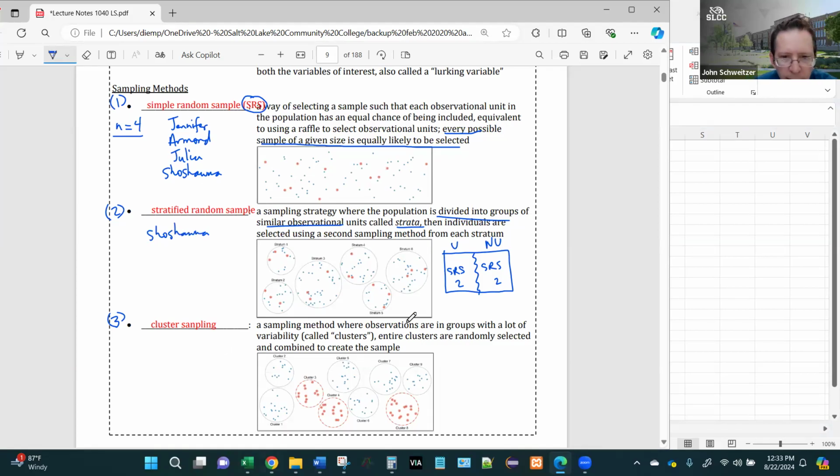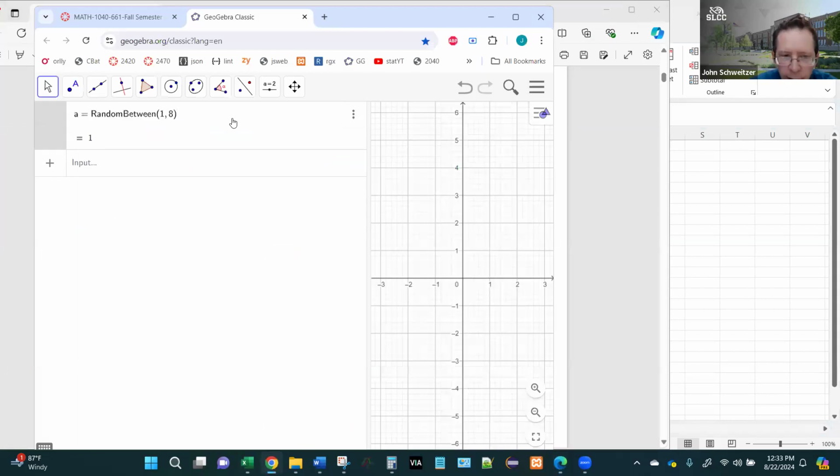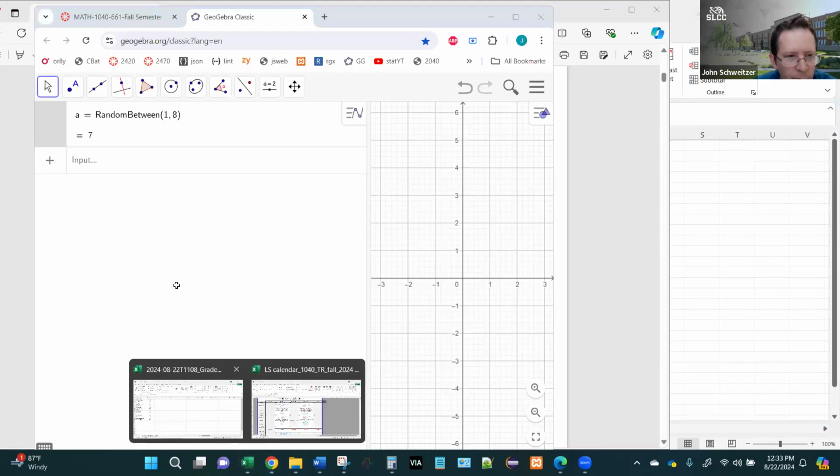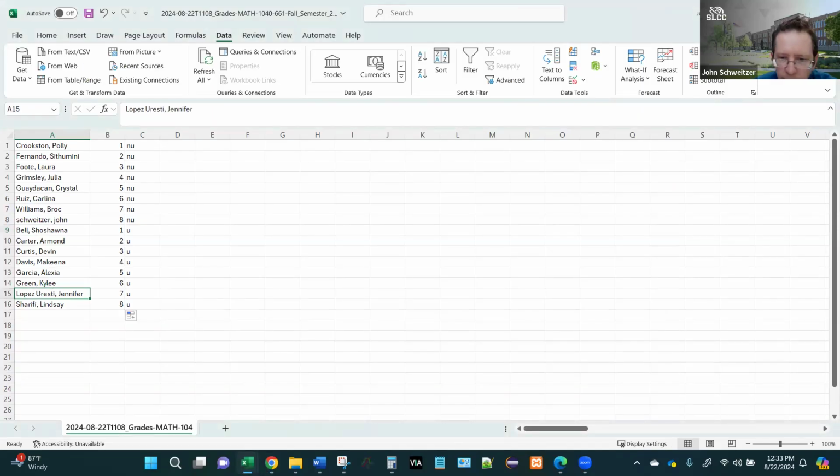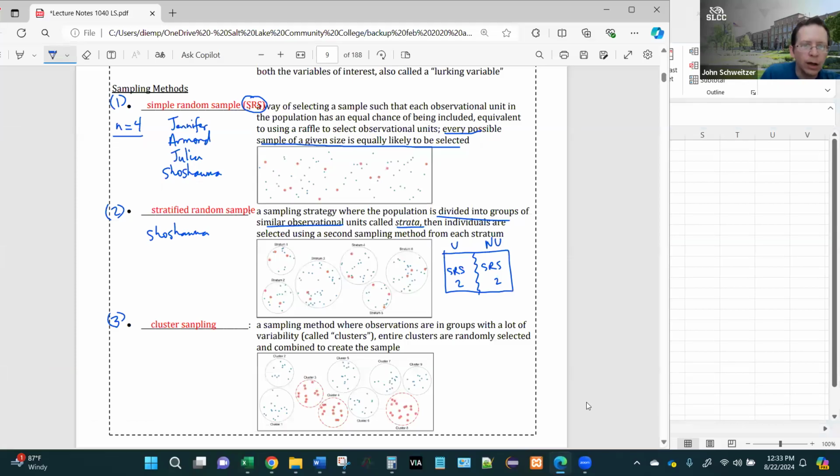Okay. Then we need a second person who was born in Utah. I'm going to come back in here, go between 1 and 8, and we get 7. Who is 7 from Utah? That is Jennifer. Jennifer is also in our sample. Okay, so that's the Utah folks.